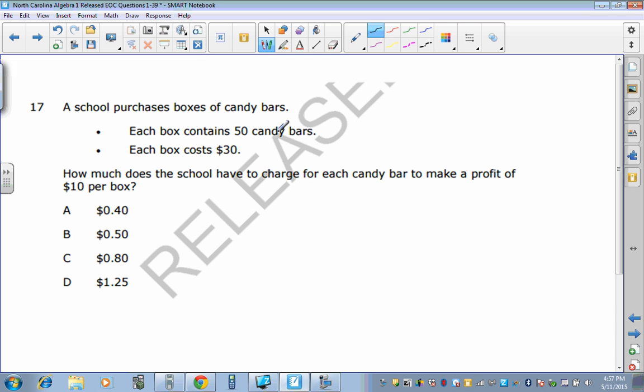Okay, you've got candy bars, boxes of candy bars. And you want to make a profit of $10 per box. Well, first of all, each box costs $30. To make a profit, you've got to sell those candy bars. And so the way we're going to sell those candy bars is, let's let x be the price of a bar.